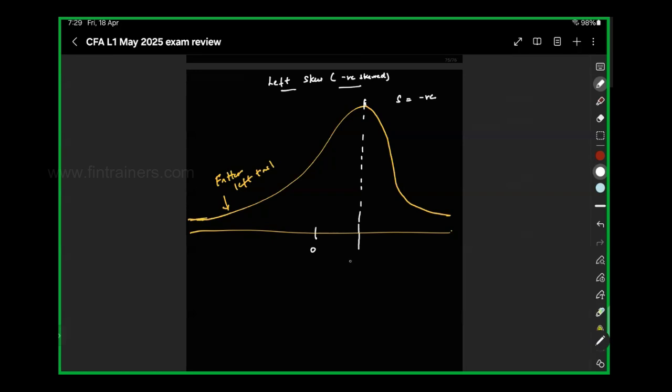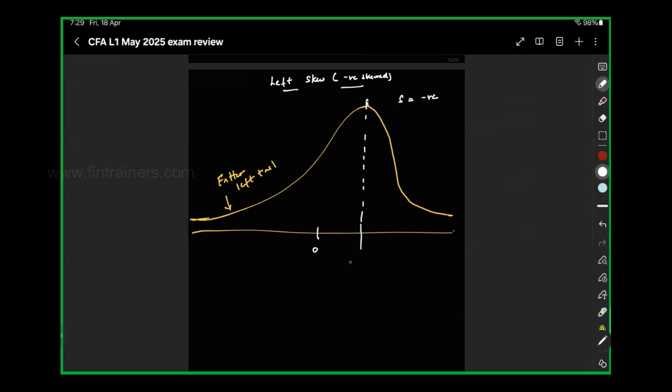So here, this is my mode, and your median is the center one. Because it's left skewed, your median might be somewhere here. And then because of these extremely large negative values, your mean might be even further to the negative.